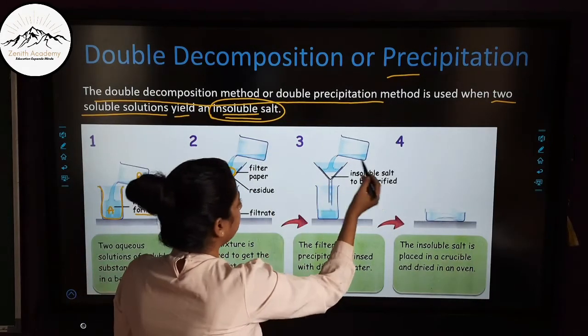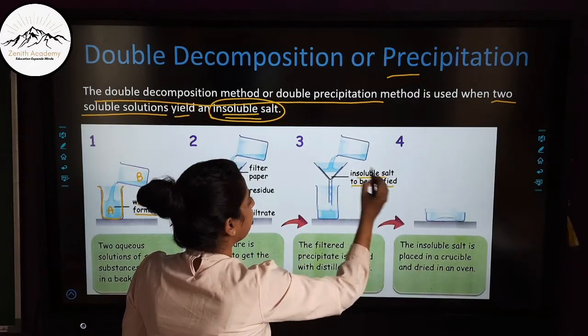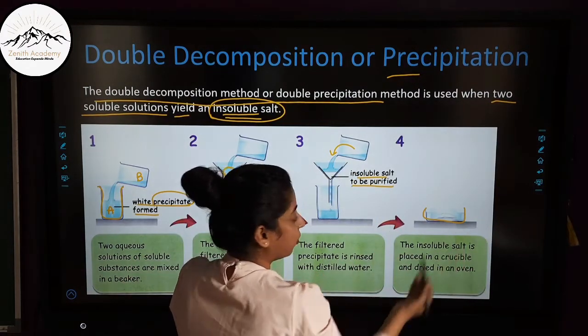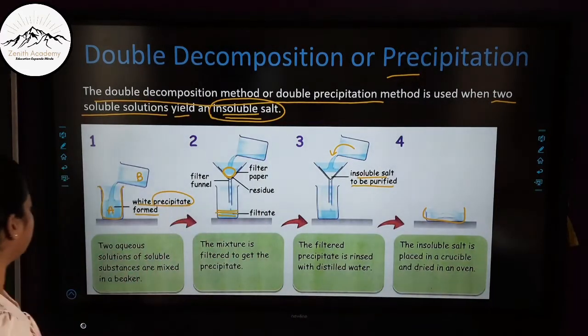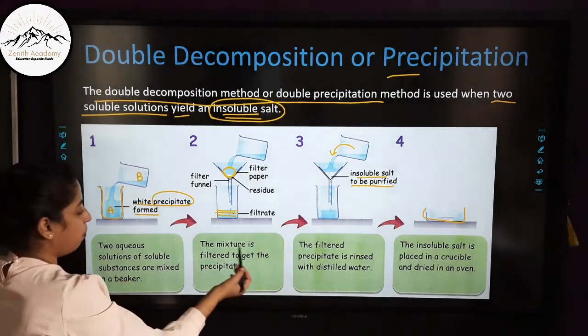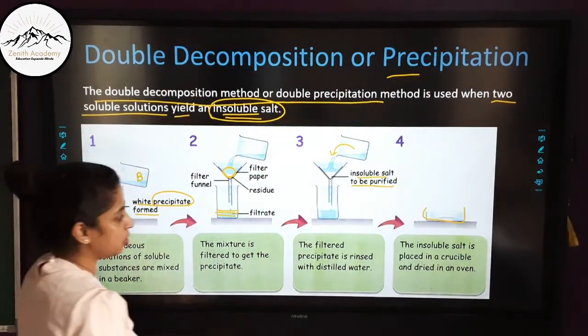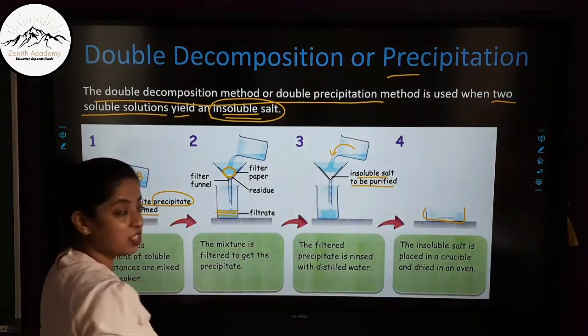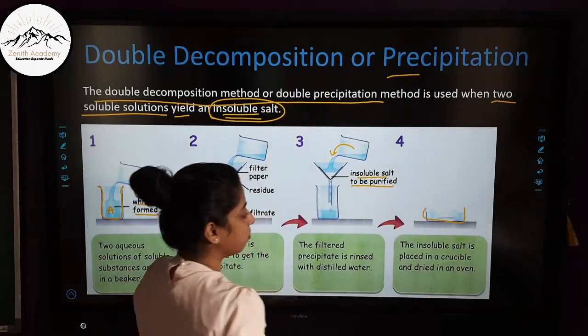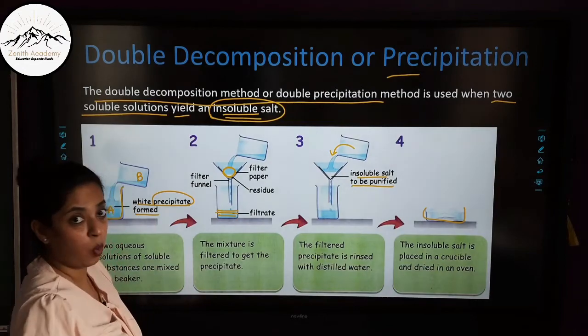Now what we do, we purify this insoluble salt by adding more water, we wash it, and then we keep it in a crucible and dry it in an oven. So first 2 aqueous solutions of soluble substances are mixed together. The mixture is filtered to get the precipitate. The filtered precipitate is rinsed or washed with distilled water, and the insoluble salt is placed in a crucible and dried in an oven.